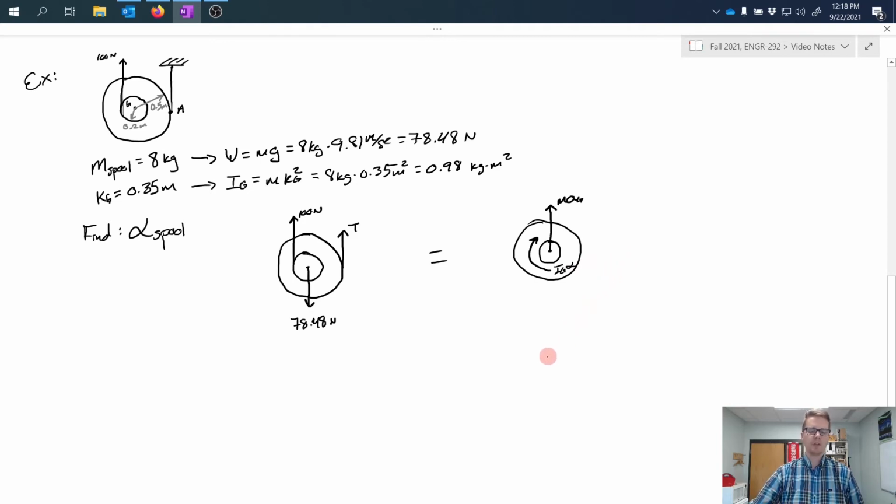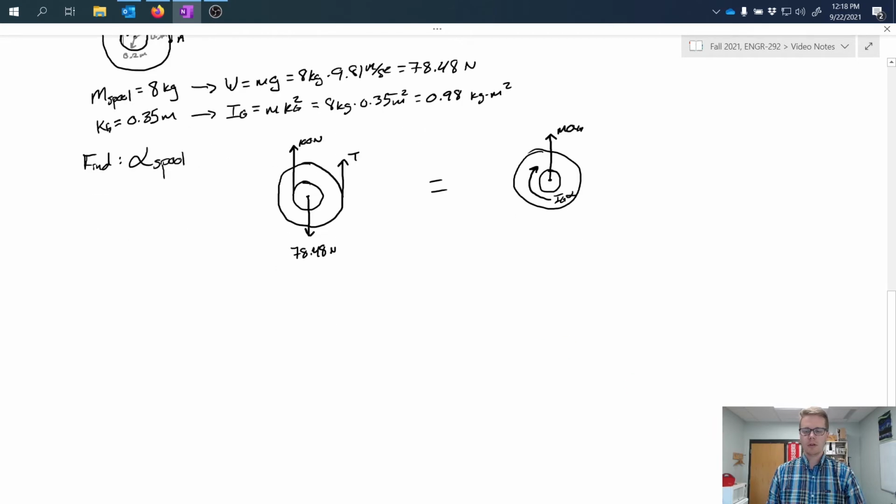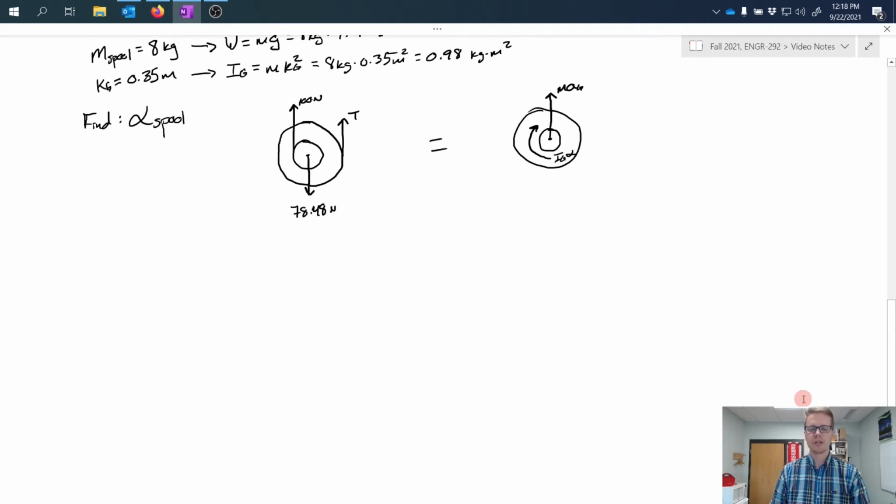All right, so we've got a free body diagram, kinetic diagram pair, and now I want to go about solving for the angular acceleration. So normally what I would do is sum the forces. I'm going to skip summing the forces in the x because I don't have anything in the x direction. So I'm going to sum my forces in my y or vertical direction.